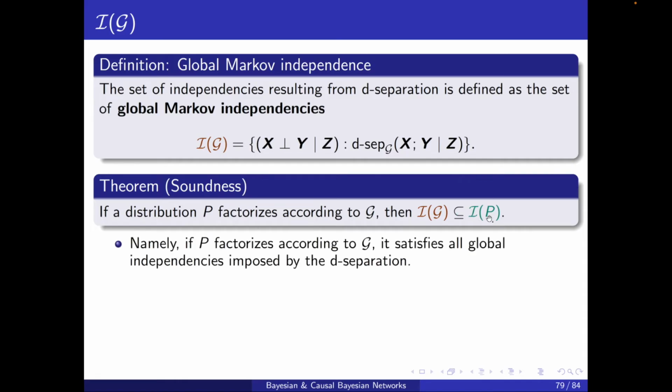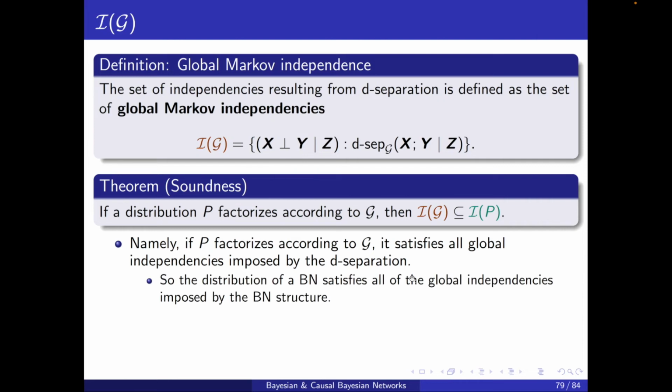Here it is. Okay, so namely, if P factorizes according to G, it satisfies all global independencies imposed by the D-separation. So the distribution of a Bayesian network satisfies all of the global independencies imposed by the BN structure. Okay, because that's how we define a Bayesian network. A Bayesian network is a structure, remember, and a probability distribution P that can be factorized according to the structure. So therefore, this is, of course, guaranteed.